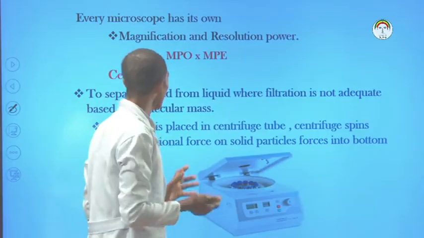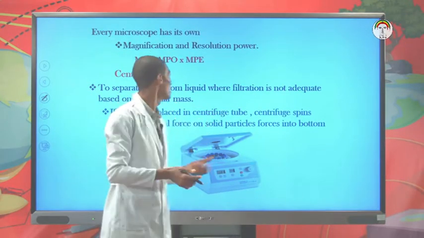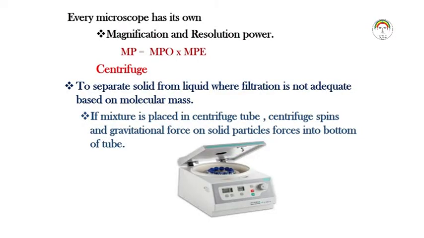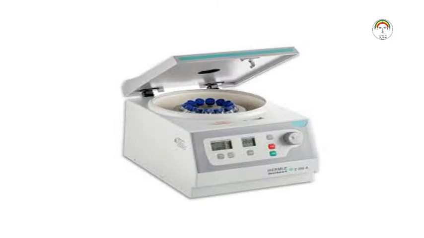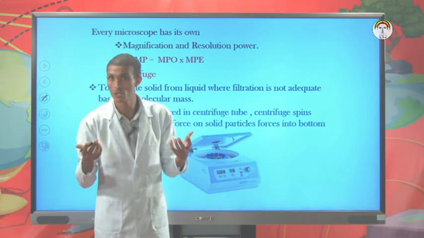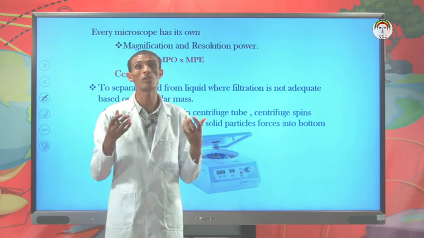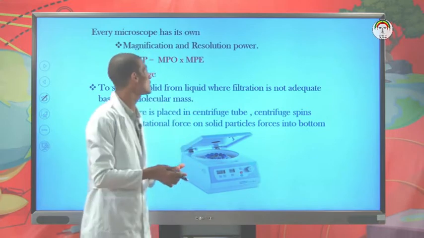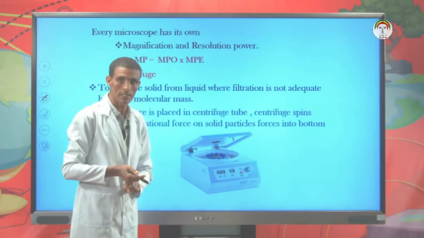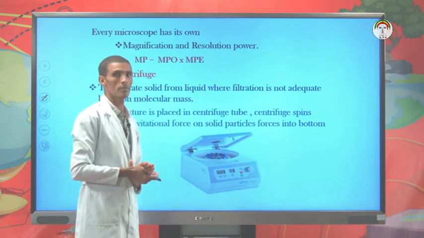Another very important tool that biologists use in the laboratory is the centrifuge. The centrifuge is a very important laboratory tool for separating solid from liquid when simple filtration is not adequate. It is based on the mass or weight of a matter, as mass and density vary.